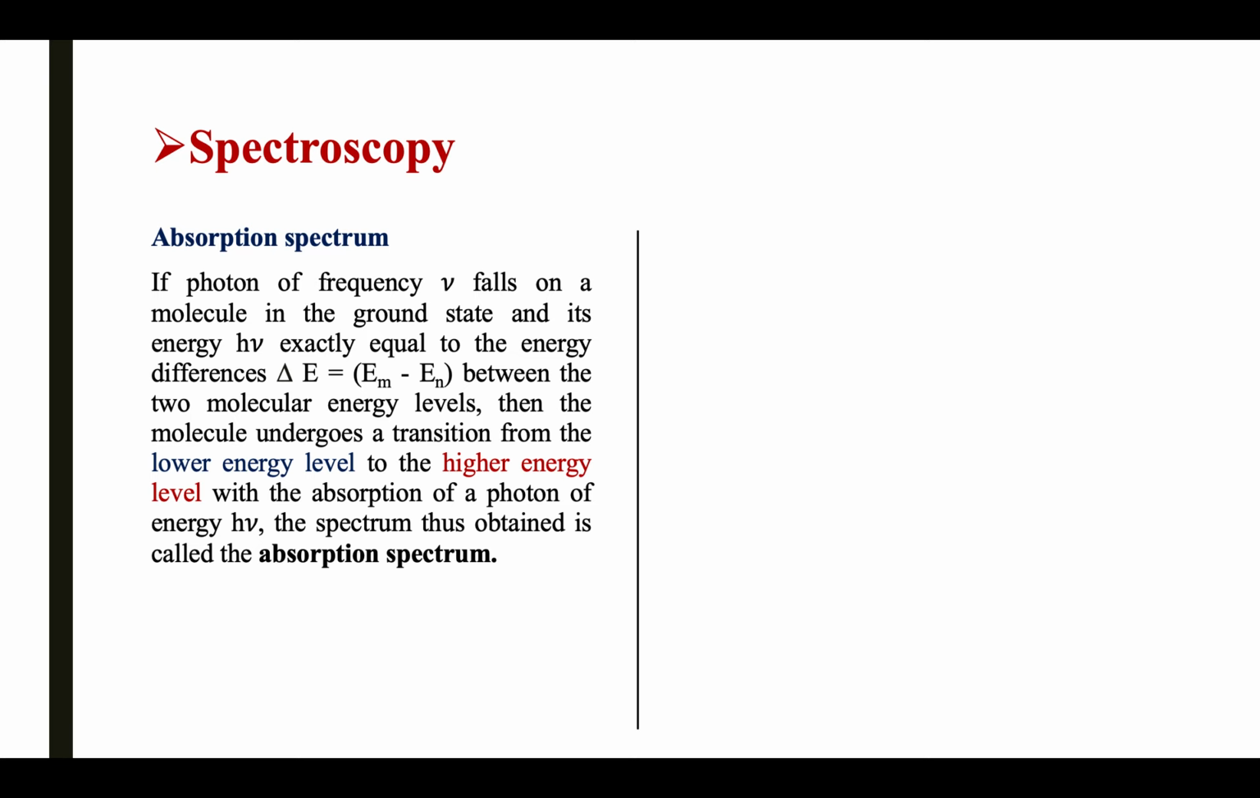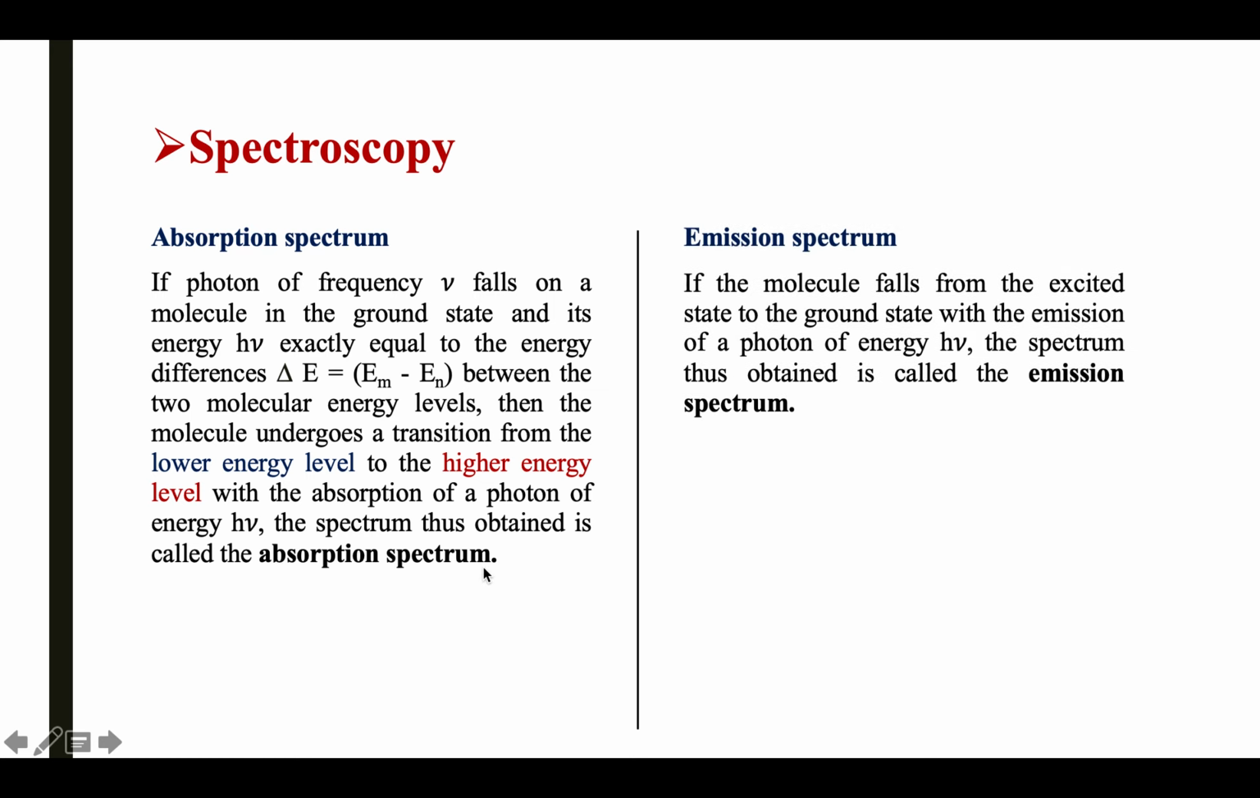Due to the particular energy gap, a frequency falls on the molecule, and from the ground state it goes to the higher energy state. The molecule undergoes this transition from the lower energy level to the higher energy level with the absorption of a photon of energy h nu. The spectrum thus obtained is called the absorption spectrum. We will see this in a diagram in upcoming slides. Before that, we will see what happens in the emission spectrum.